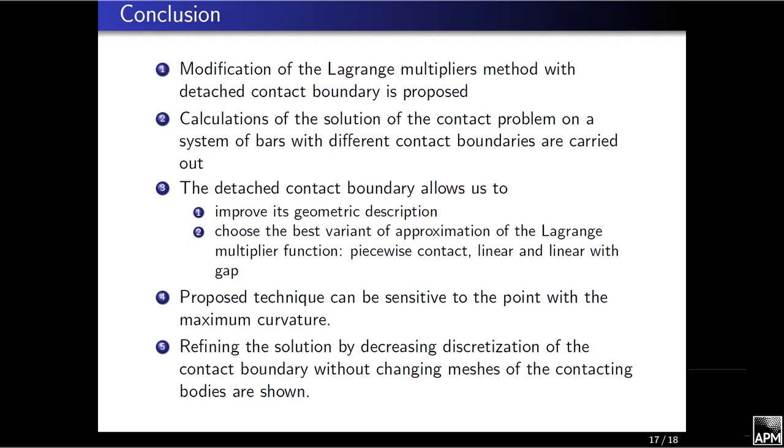We use three of them: piecewise constant, linear, and linear with gap. And apparently, linear with gap is the best variant for approximation, and linear is the worst.